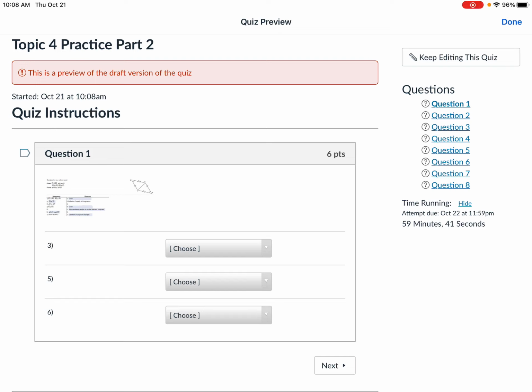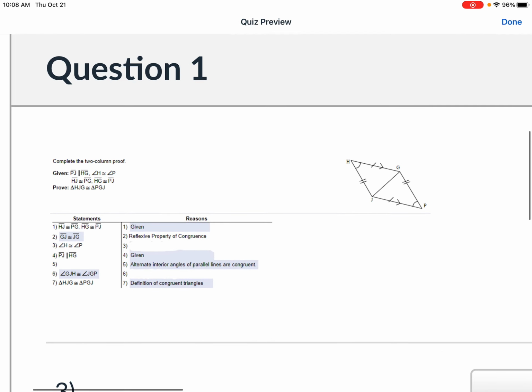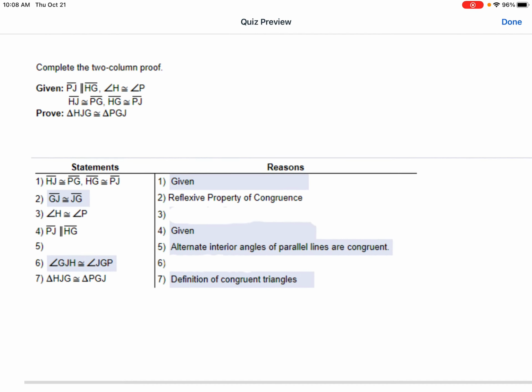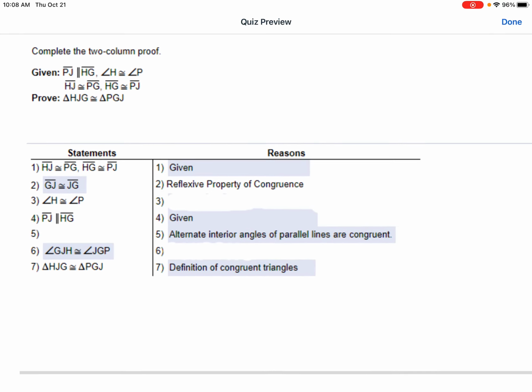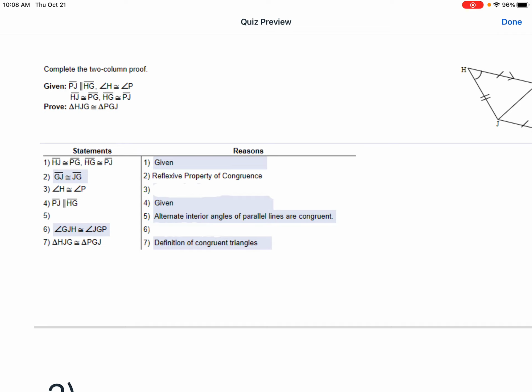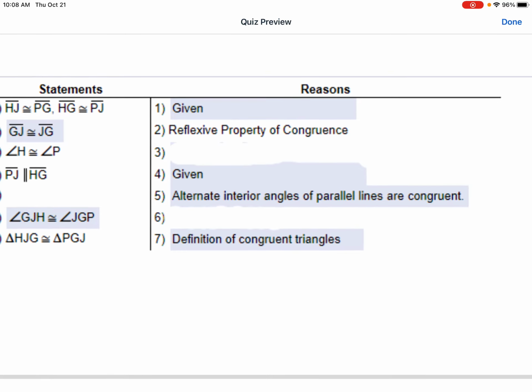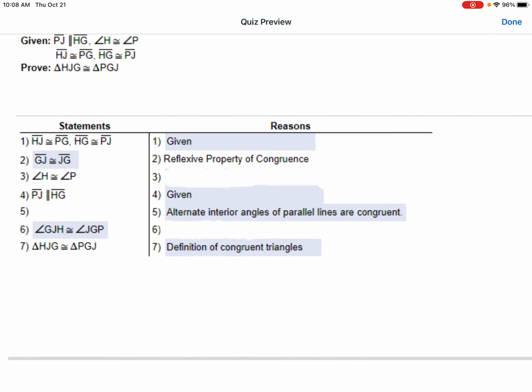All right, we are looking at topic 4, practice part 2, and the picture that pops up is teeny tiny. I'm going to zoom way in on that thing. All right, we're looking at completing a proof. We've done this before. We just have to select the right thing to fill in these open slots on number 3, number 5, and number 6. And I think we can do all of that pretty easily, all right?